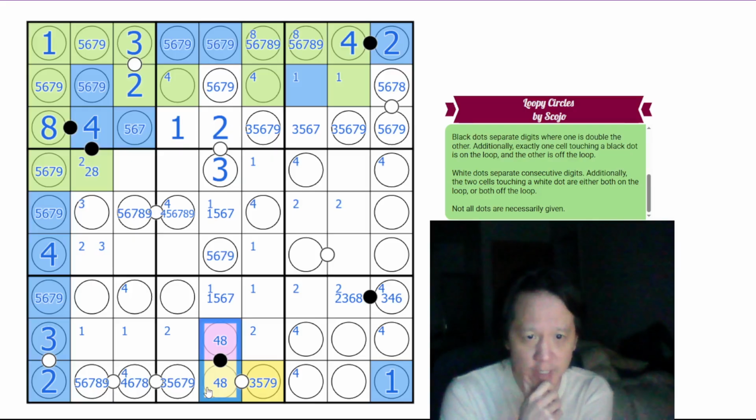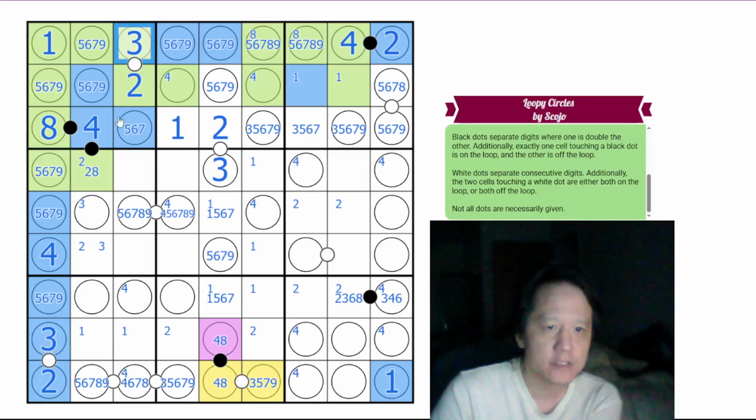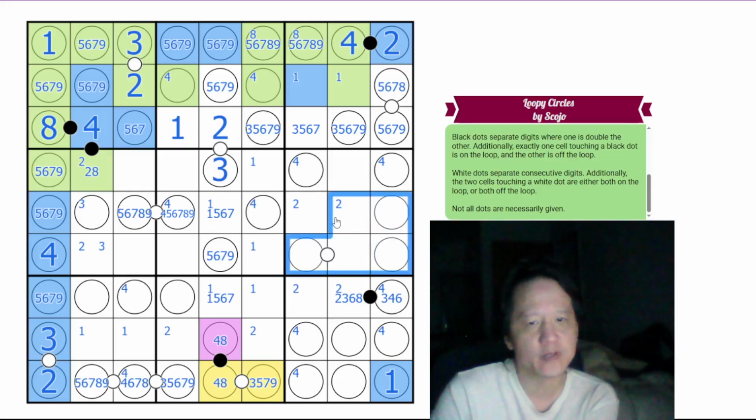What else do we have? 3 must be... Okay, so where are 3s in circles? It's here, 1, 2, 3. It has to be here, that's 4. We don't know if it's here. We don't know if it's here. We don't know if it's here. So that's not helpful. Never mind. Okay.